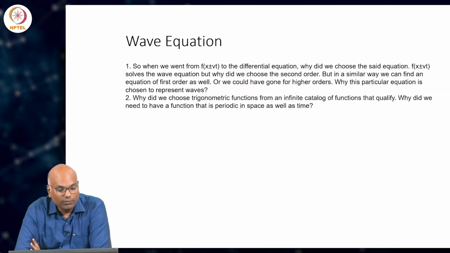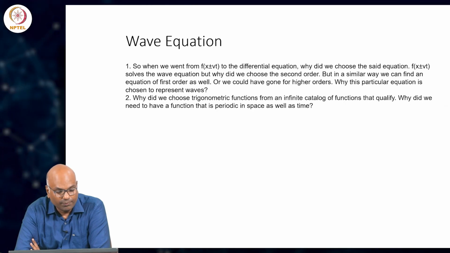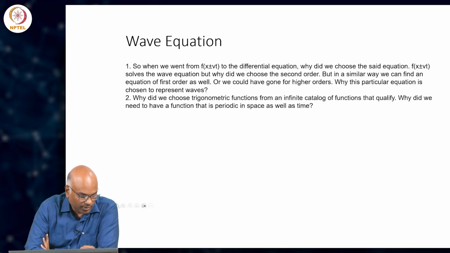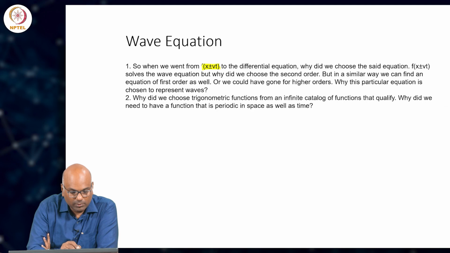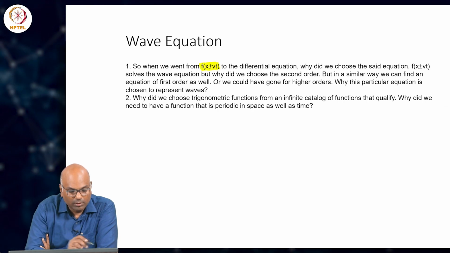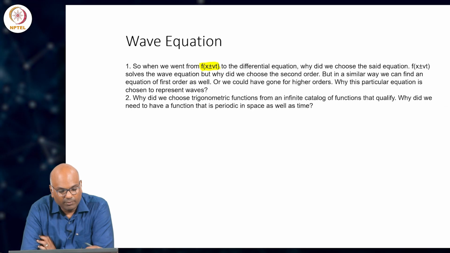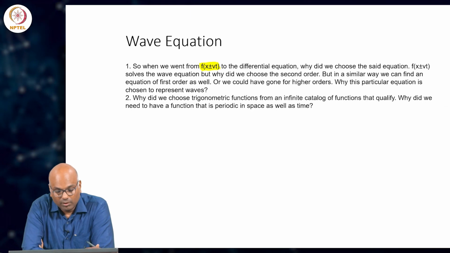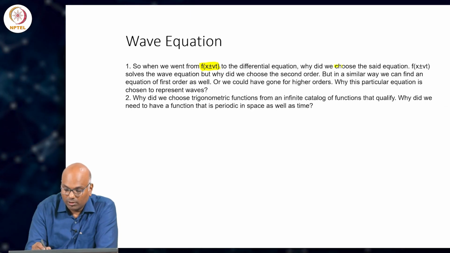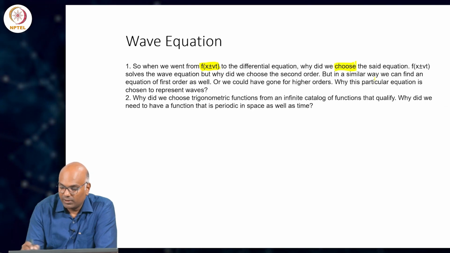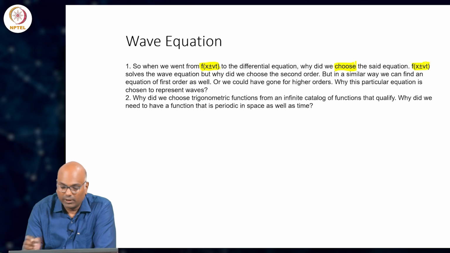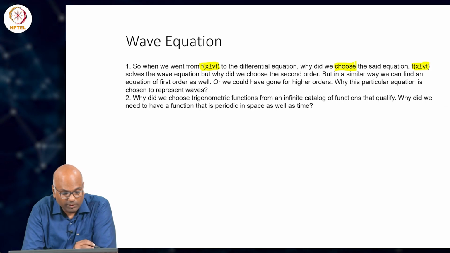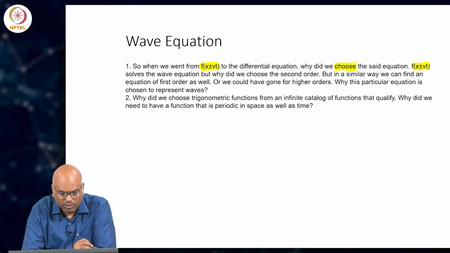Okay, one of the students asked a question regarding our favorite f of x minus vt form. When we went from f of x plus or minus vt to the differential equation, why did we choose the said function? The said function being the f of x minus vt or x plus vt form. f of x plus minus vt solves the wave equation, but why did we choose the second order?